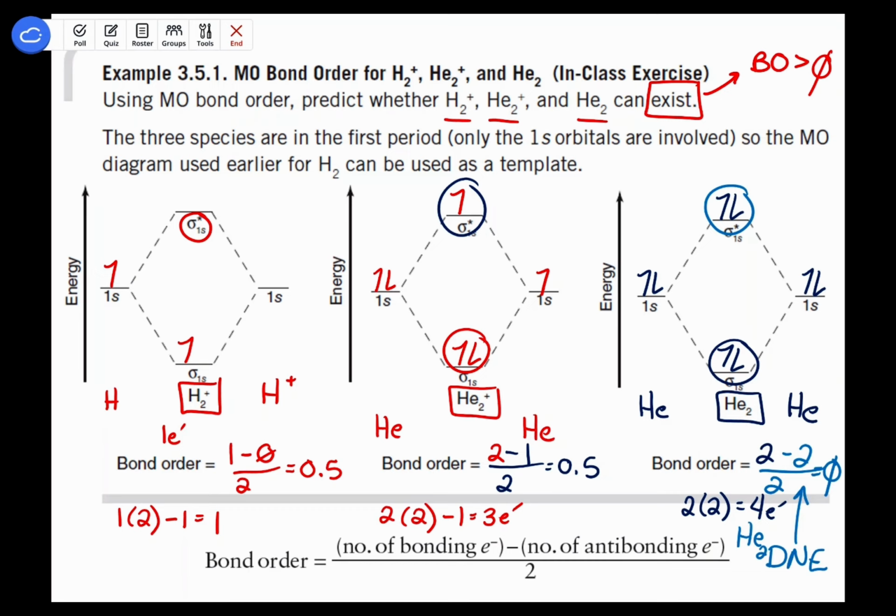And remember, helium doesn't form bonds. It's a noble gas, and it's really small. It's not like one of those really large noble gases. It doesn't form bonds with other helium. So He2 does not exist, and molecular orbital theory can tell us that. Why? Well, the 2 electrons pulling it together are counteracted by the 2 electrons in antibonding orbitals pushing it apart. No net pull. These atoms don't form a molecule.